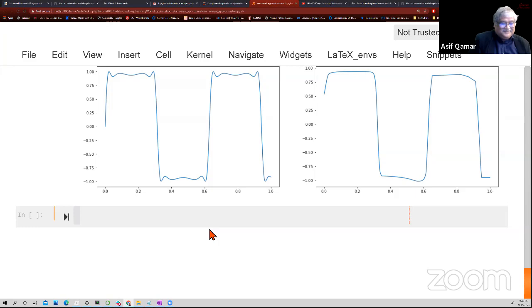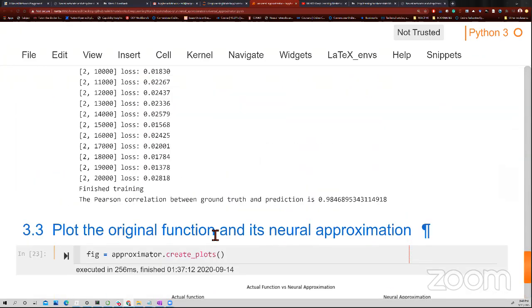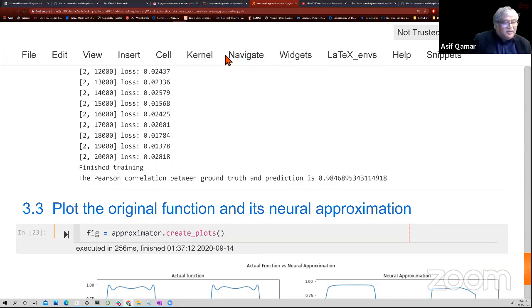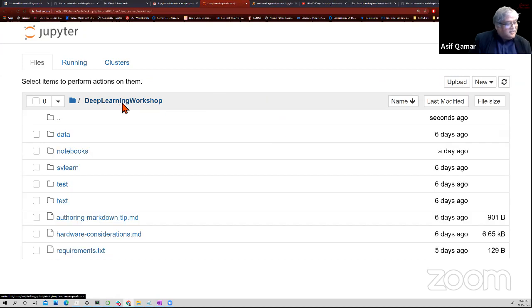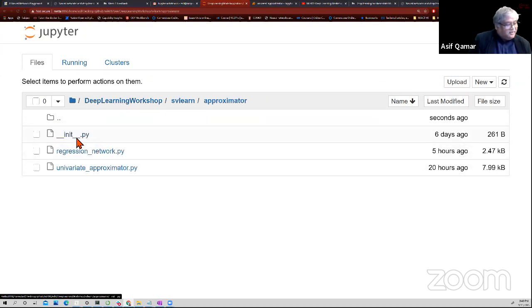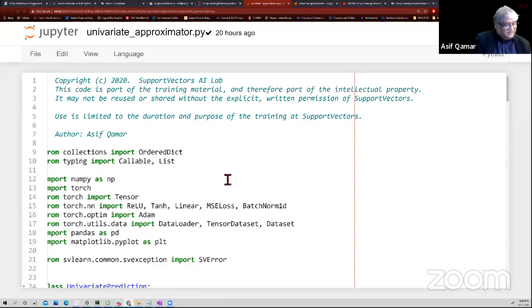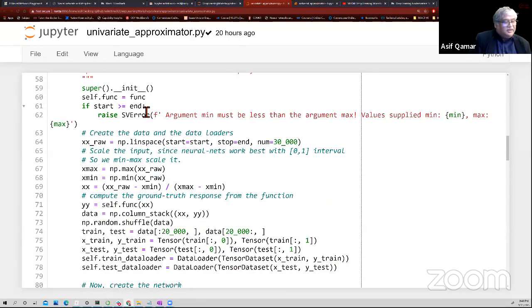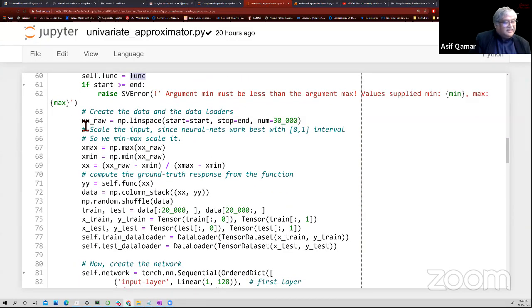So those graphs, is there some data it's working on, or is it directly doing it on the functions we are defining? Yeah, if you want to look at the code, what I do is from the function, I generate the data. If you go and look at the univariate approximator, you will see that if you give a function as the input, I generate the data, create the data.